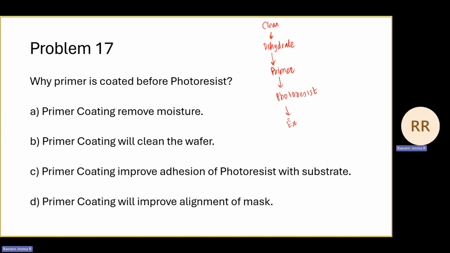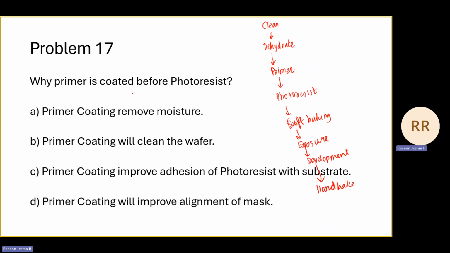Then we'll do soft baking. This is then followed by exposure, development. This is again followed by hard baking and other subsequent processes. Okay.